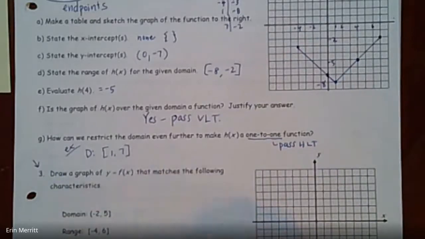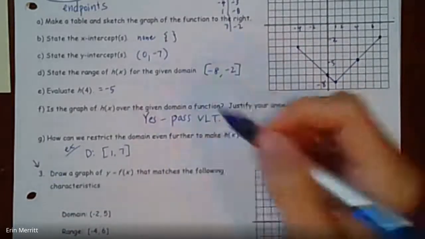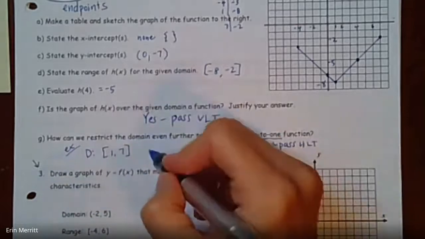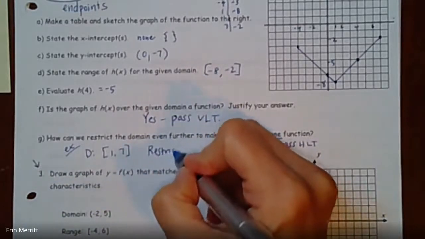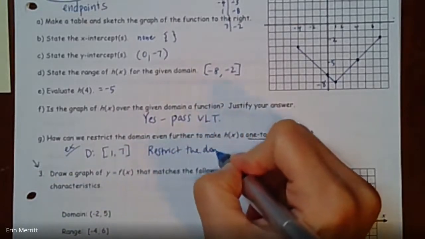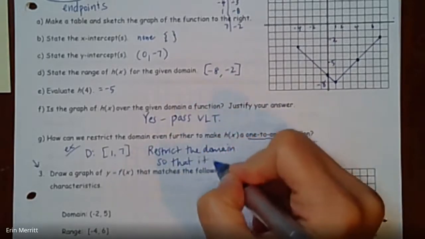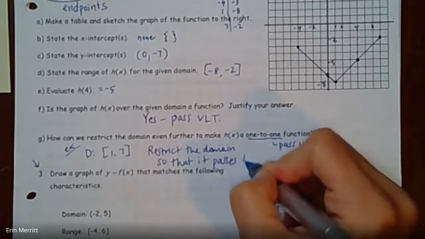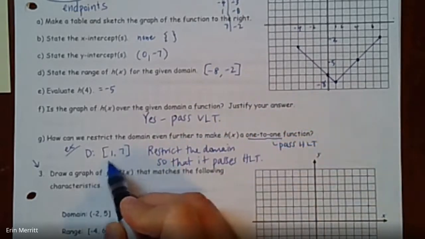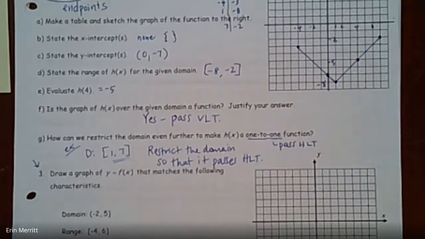But when it's saying how can you restrict it to make it one-to-one, the idea basically is you would need to restrict the domain so that it passes the horizontal line test. So this would be an example of how we could restrict it, right?